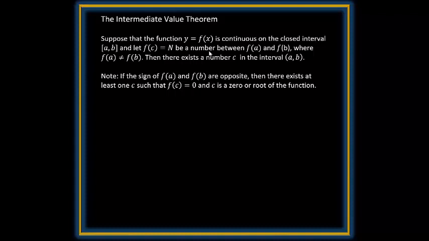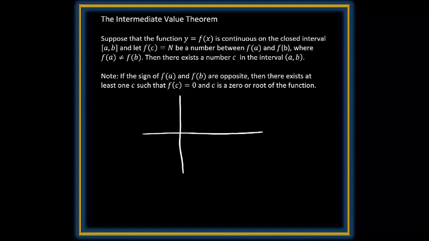If the signs of f(a) and f(b) are opposite, that means if f(a) is positive, then f(b) needs to be negative, then there exists at least one c value such that f(c) equals 0, and c is a zero or root of the function by definition. And this c must be in the open interval (a, b). And this is basically the intermediate value theorem.